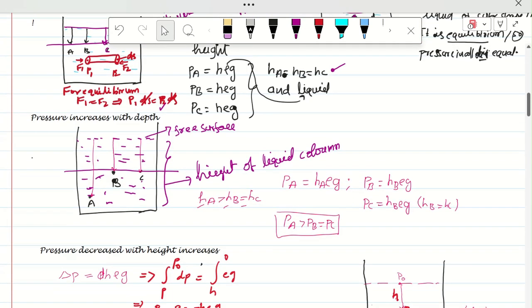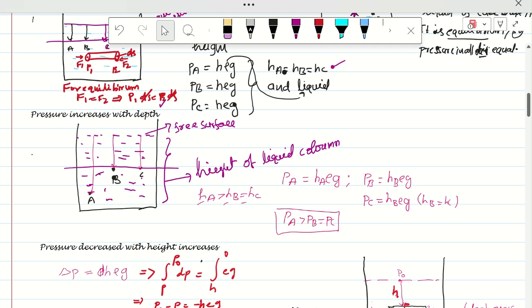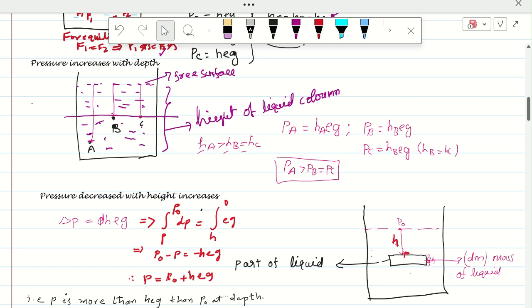Pressure increases with depth, and pressure decreases with increasing height. Height is always measured from the ground up to the free surface of the liquid. So, pressure is equal on the same horizontal plane. Now I have taken three different horizontal planes, A, B, C. The pressure at B and at C are equal because those two are on the same horizontal plane, the equipressure line. Now A is at more depth than B and C, so automatically P A is greater than P B and P C. That is well known. From the free surface, A's depth is more.